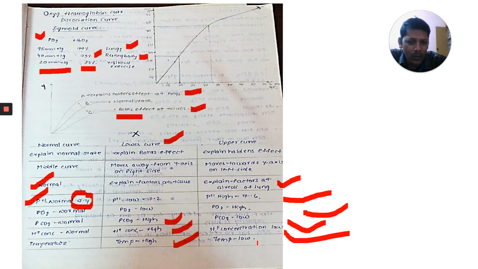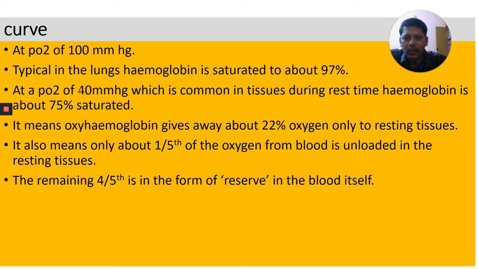It explains the factors at the alveoli, where the pH value is 7.6, PO2 is high, PCO2 is low, H plus ion concentration is low, and temperature is low. We can observe this upper curve. That is the difference between the upper curve and the lower curve. You can see the same thing here.